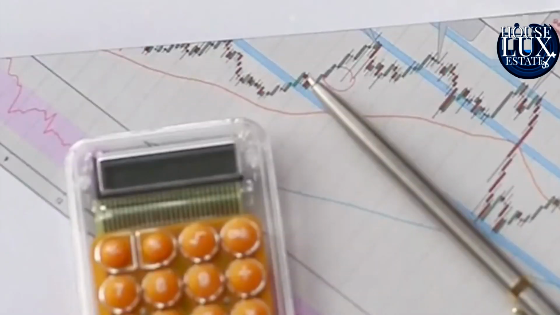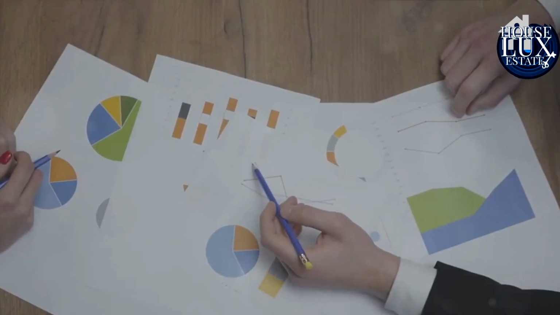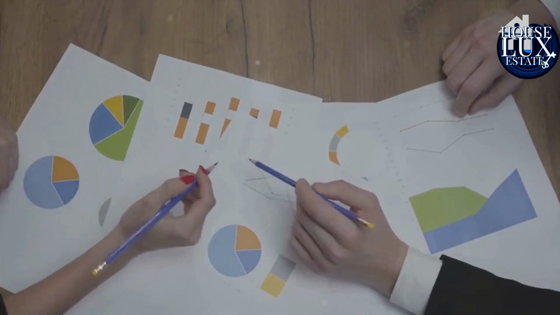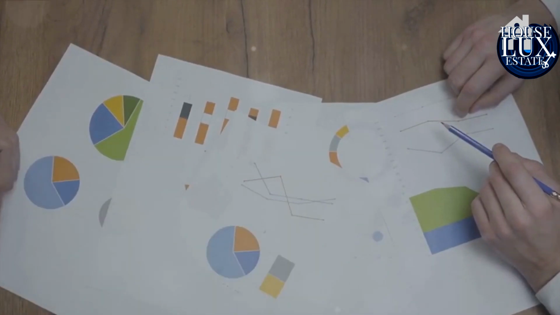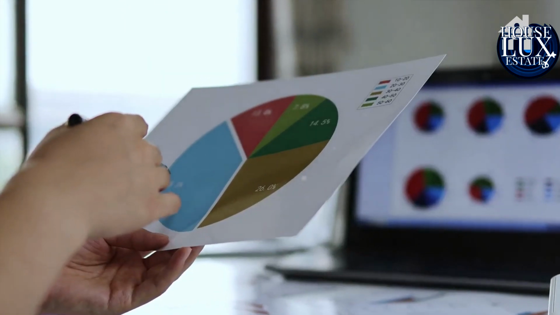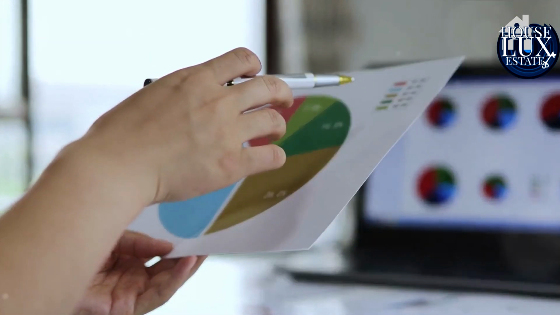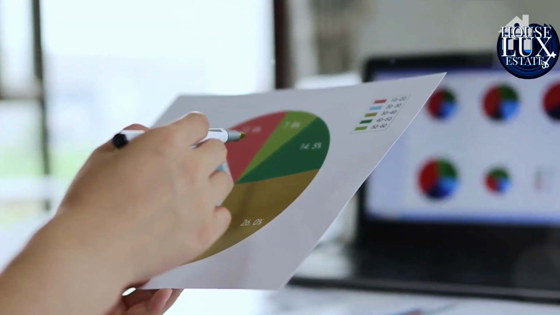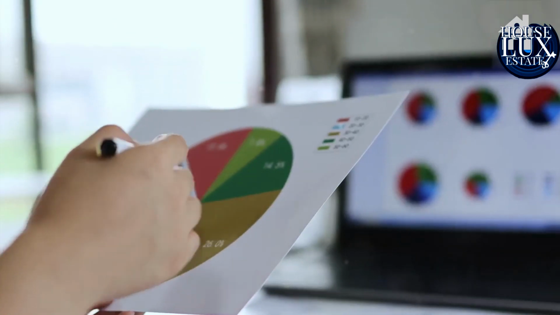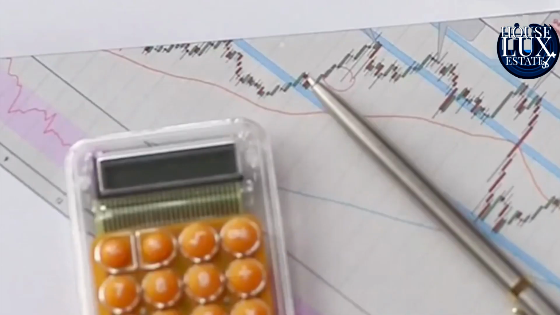Let's delve into some examples to better grasp the concept. Firstly, we have the debt ratio. This ratio is calculated by dividing a company's total debt by its total assets. It gives us an understanding of what proportion of a company's assets are financed by debt. A higher debt ratio may indicate a higher degree of financial risk, as it suggests the company is heavily reliant on borrowed capital.